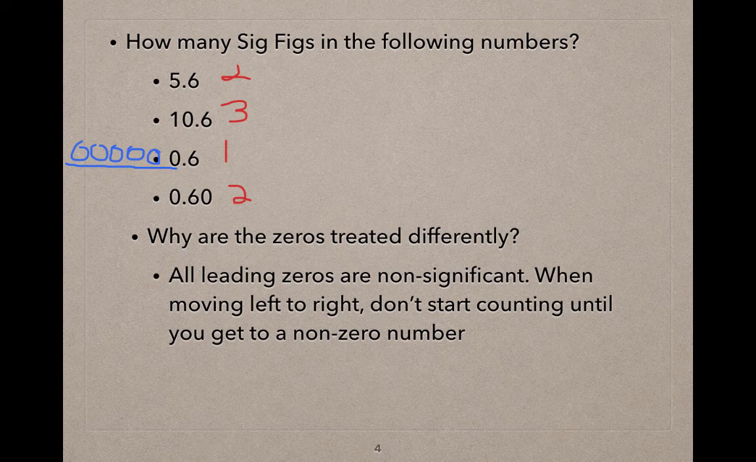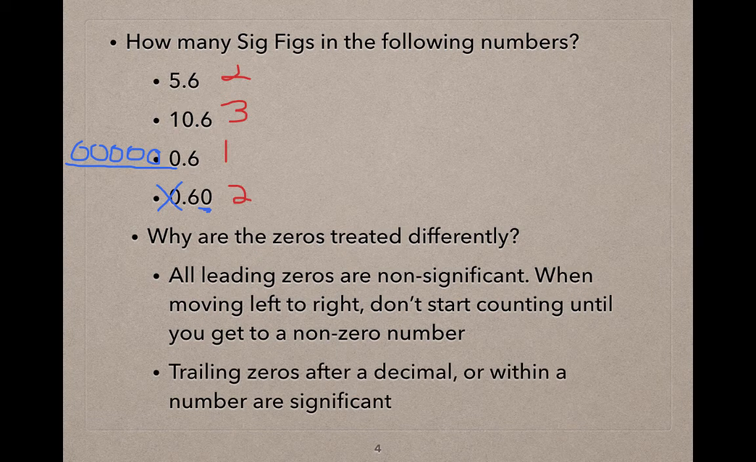So when you're moving left to right, you don't start counting until you get to a non-zero number. So this zero here in our 0.60 is also non-significant. However, this zero is significant because it comes after a non-zero number, and it also comes after a decimal point. And so that is a trailing zero that comes after a number or within a number, such as up here in the 10.6. Those both count as significant digits.